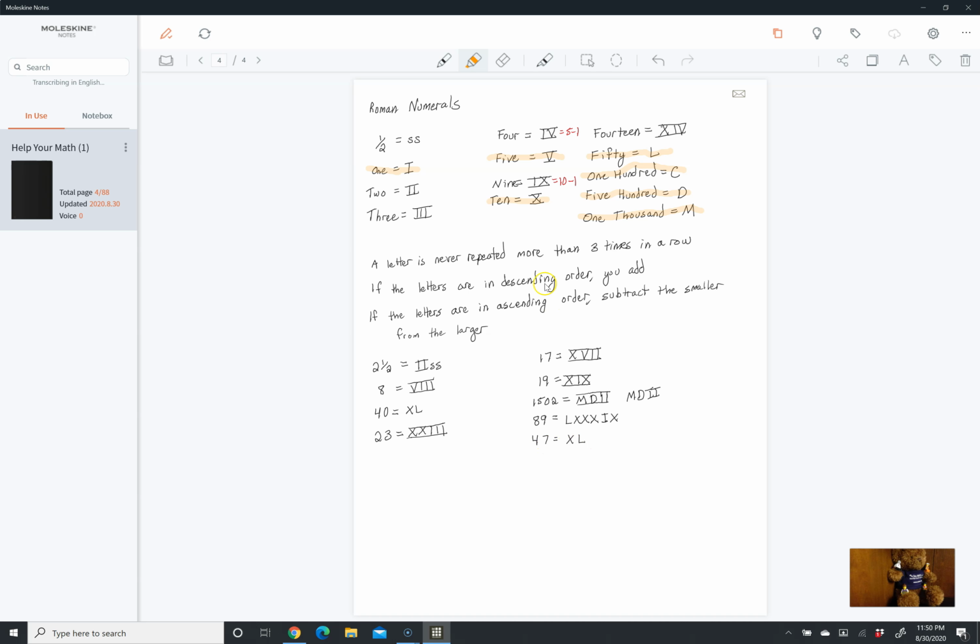Then we need the 7. So 7 is 5 and 2 ones. And that's not more than 3 letters in a row. So we're okay. More than 3 of the same letter in a row.